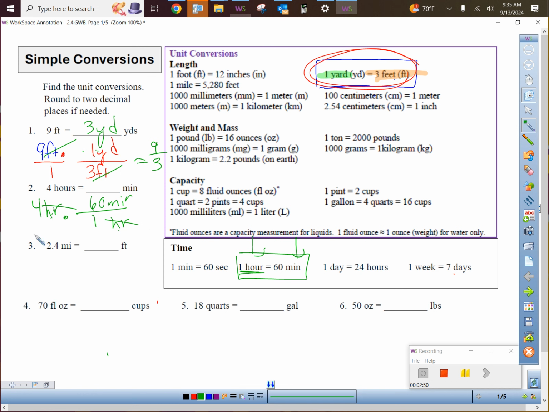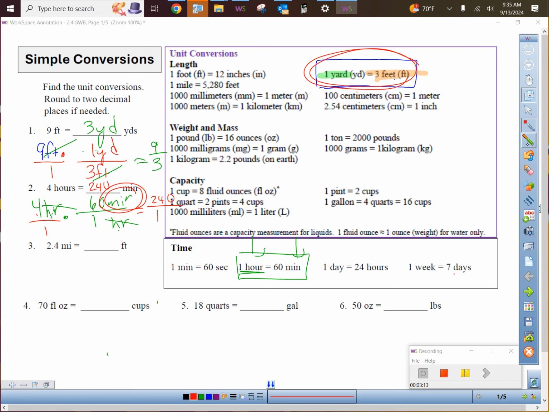Then you just multiply across. You take 4 times 60 upstairs. If you need to punch that in, go for it. And then you multiply it downstairs. 1 times 1 is 1. And our final answer is left with that label of 240 minutes. Are you guys cool with what I'm doing with the upstairs, downstairs? Well, if you're not, let's try another one.